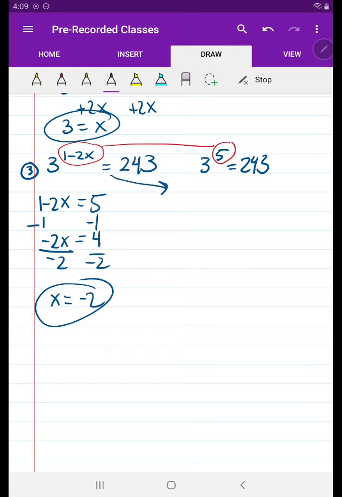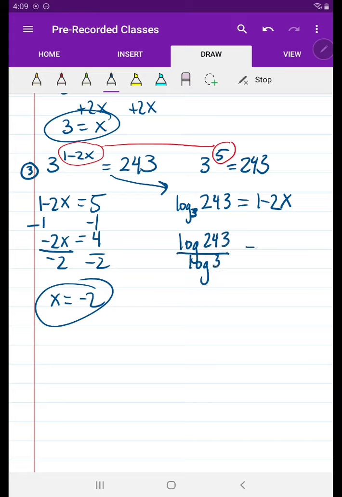The other way to solve this, if you don't remember that exponent power, is you can convert it into log form, right? So then I would have log base 3 of 243 equals 1 minus 2x. And then this log base 3 of 243, we can do that with our change of base formula, and we'll have the log of 243 over the log of 3 equals 1 minus 2x. And if you take this log 243 over log 3, plug that into your calculator, you'll get 5 equals 1 minus 2x. So then at that point, you are back up here, and then you run through that process again. So moving on to number 4.